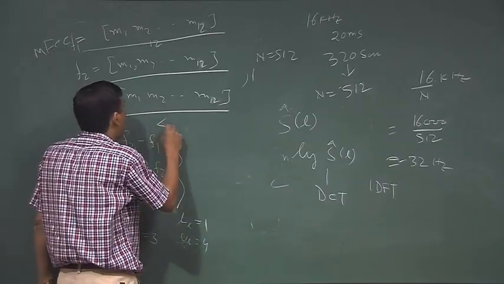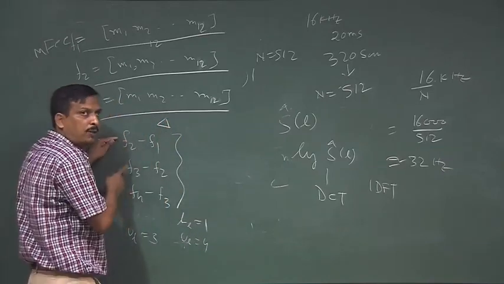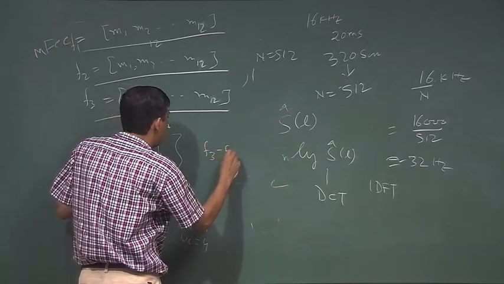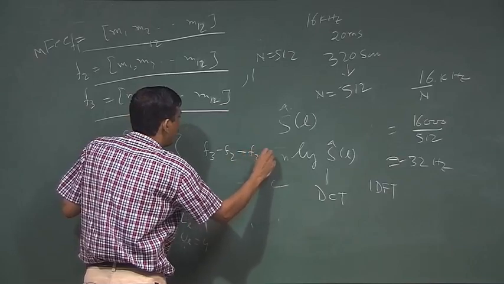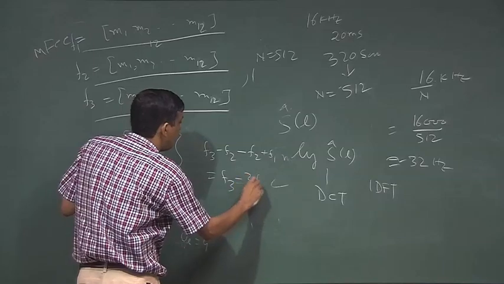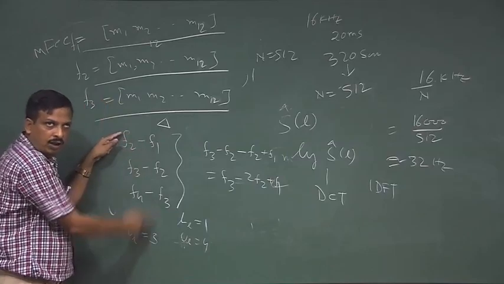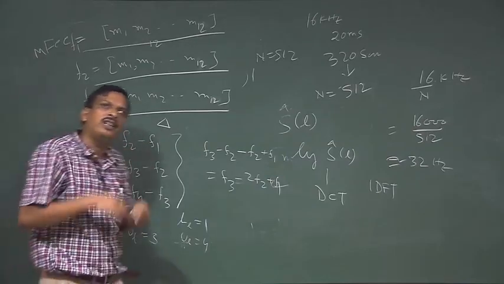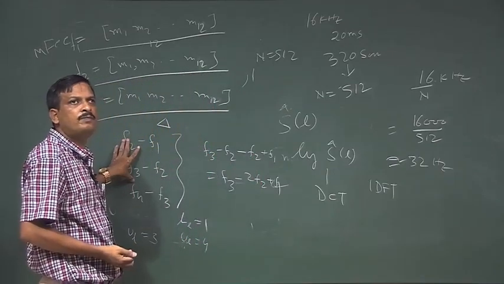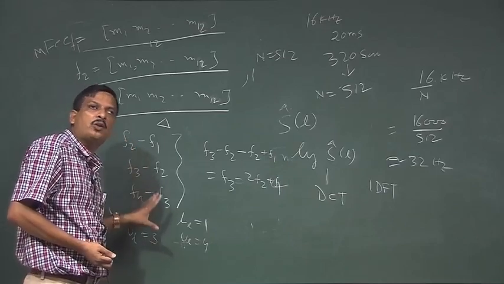So, the first order dynamics is called the delta coefficient. Double delta is nothing but a difference of difference. So, I can say the double delta coefficient is F3 minus F2 minus F2 plus F1, which is nothing but F3 minus twice F2 plus F1. So, I can calculate the first order differentiation, then repeat the same process to get the double delta coefficient, where the input is this one.